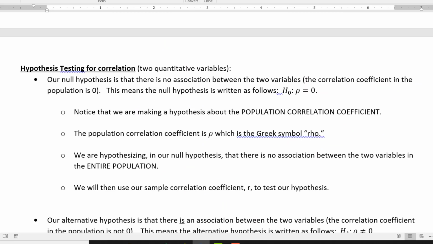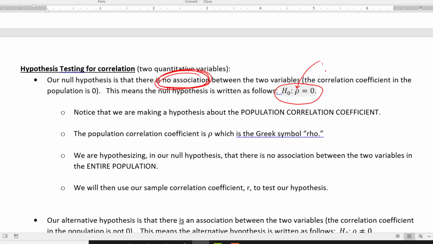Okay, hypothesis testing for correlation. So if we have two quantitative variables, your null hypothesis when you're doing this is always going to be that there is no association between the two variables. The correlation coefficient, remember, if you have no correlation, would be 0. That means your null hypothesis is always going to be written: the null hypothesis is that the population correlation coefficient is equal to 0.